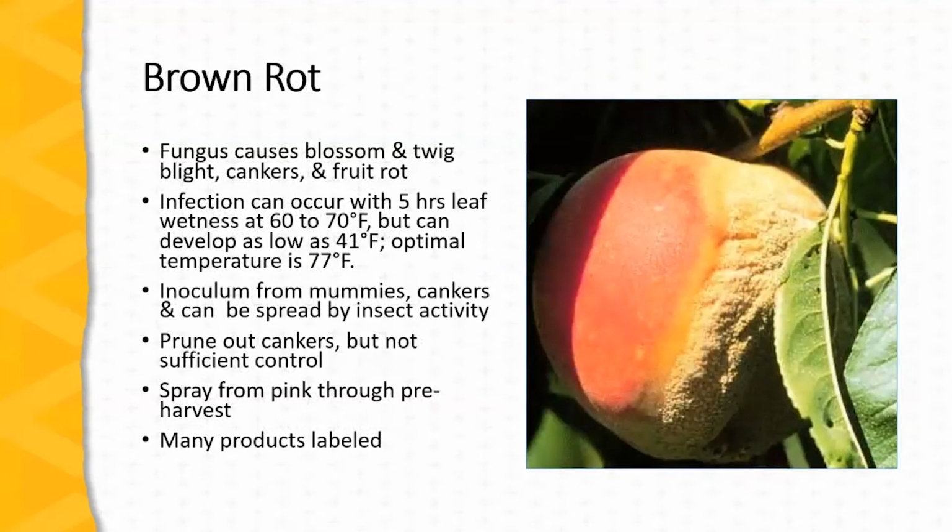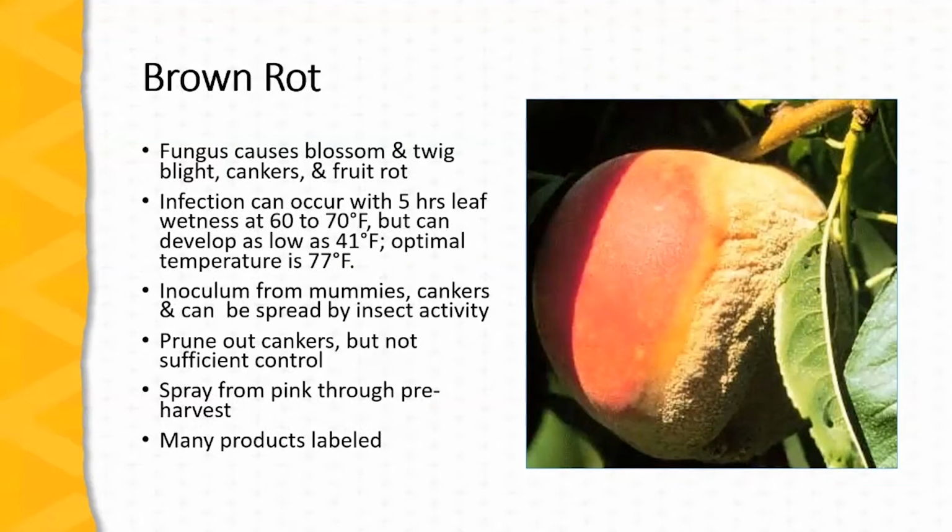Peach brown rot is a serious fungal disease that strikes not only peaches but the other stone fruits such as plums, cherries, and apricots. The disease can cause blossom and twig blight. It can also cause cankers, but it's frequently most noticeable as it rots the fruit.